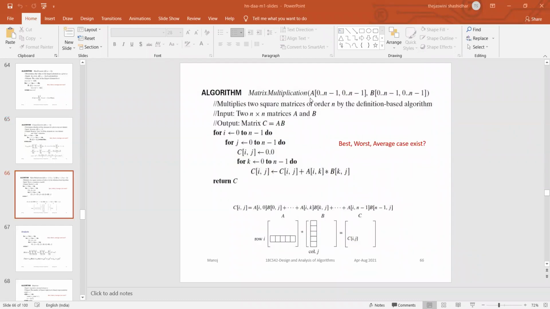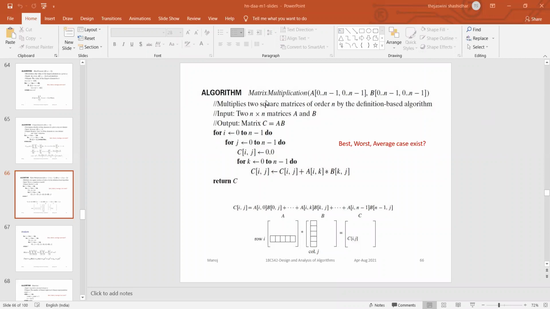Now you come for the third example. In today's class, we are going to see two examples. One is matrix multiplication and the other one is binary search. So binary search and matrix multiplication are the examples we are going to see. Okay, so come for this particular session.